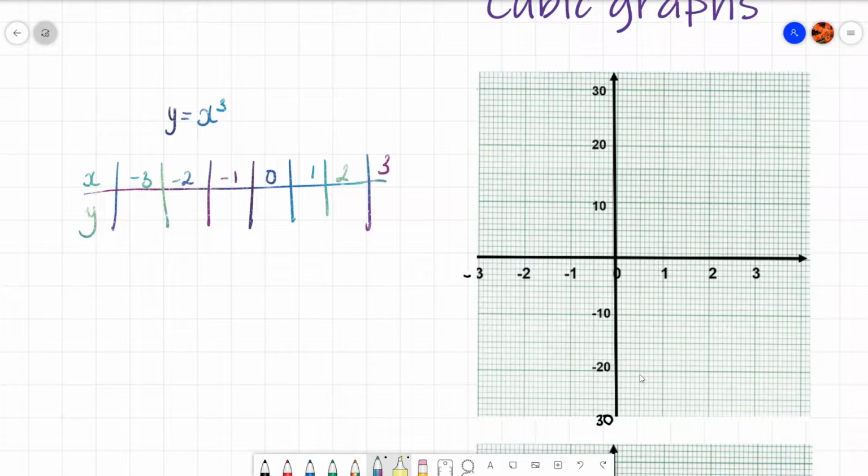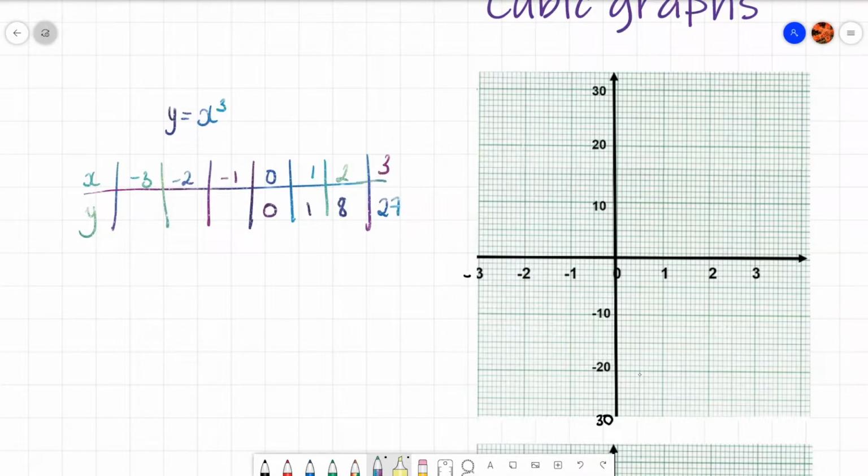So to work out y, I've got to cube my x. So we'll do the positive numbers first because they're easy. 0 cubed, which means 0 times 0 times 0, is 0. 1 cubed is 1 times 1 times 1, which is just 1. 2 cubed is 2 times 2 times 2. Well, 2 times 2 is 4, times 2 is 8. And then 3 cubed is 3 times 3 times 3, which is 27.